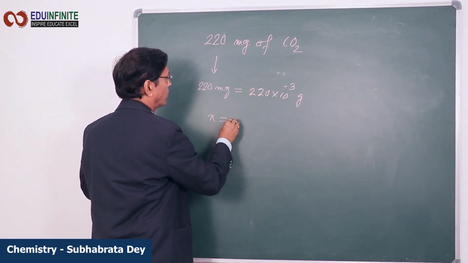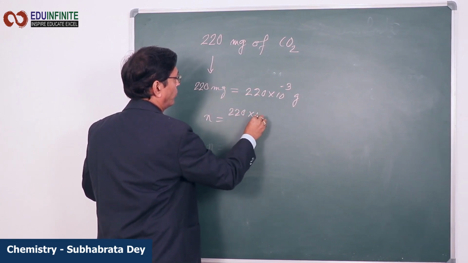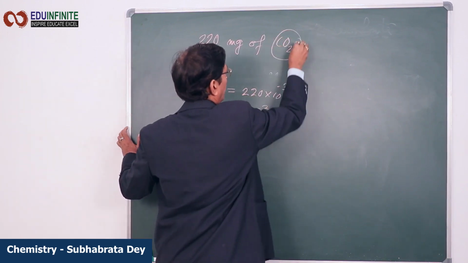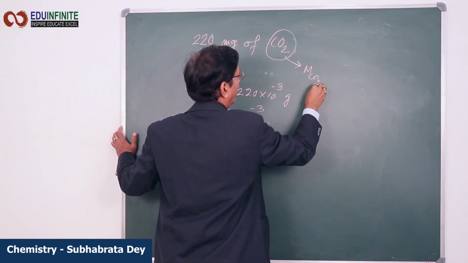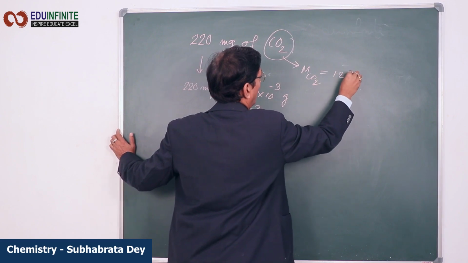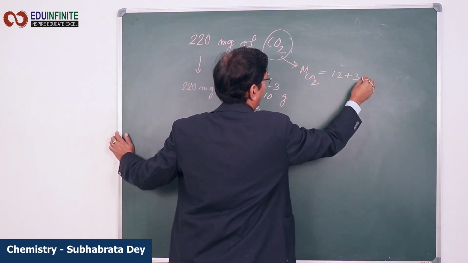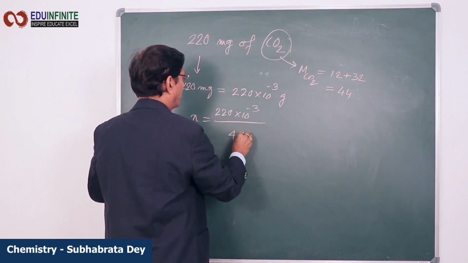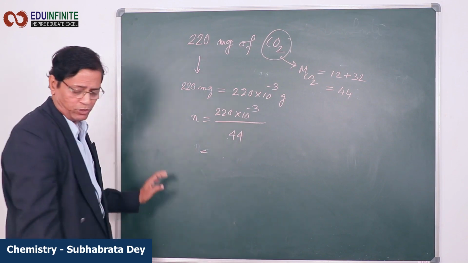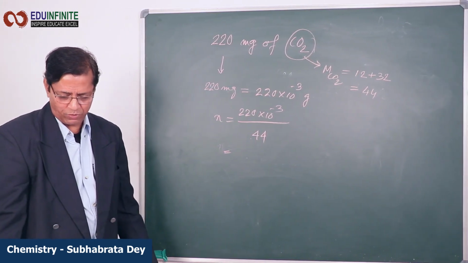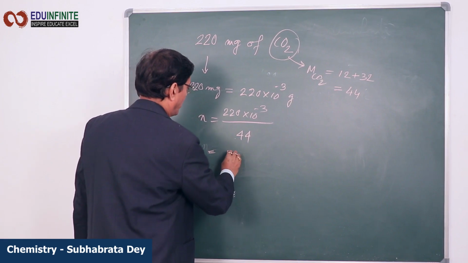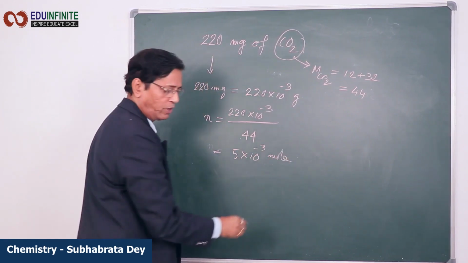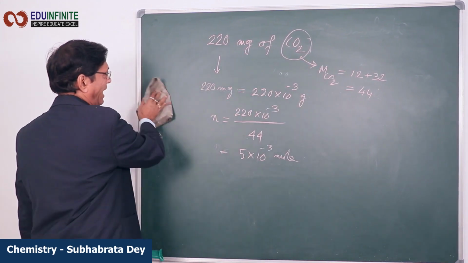Then the number of moles is equal to 220 into 10 to the power minus 3 over the molecular mass of CO2. Molecular mass of CO2, we know, is 12 for carbon and 2 into 16, that is 32, for oxygen, making 44. So divide it by 44 and the answer will be 5 into 10 to the power minus 3 mole. This is the application of the second case.